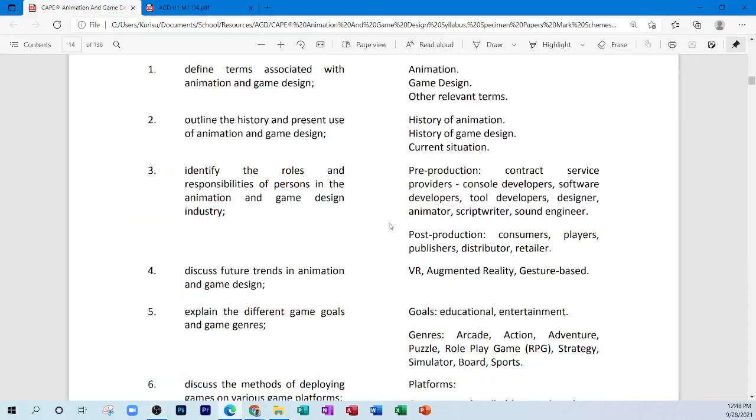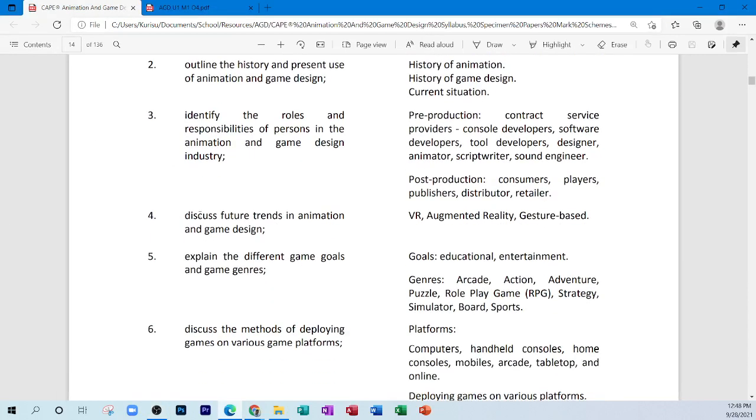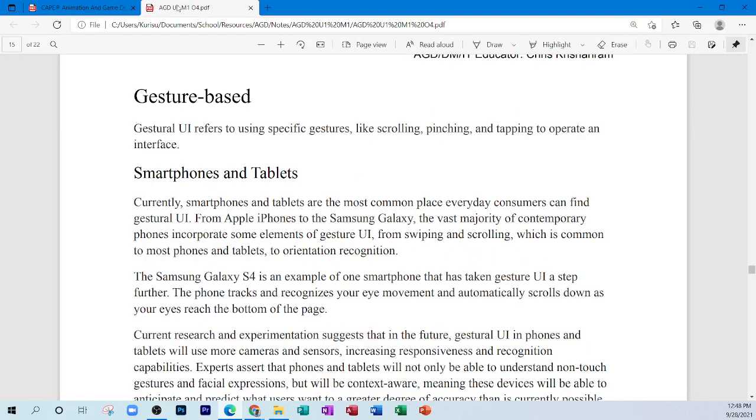So we're continuing with objective 4. We're discussing the future trends in animation and game design. We are now at gesture base. We already looked at the trends for virtual reality, the trends for augmented reality, and we're going to finish off with gesture base animation, gesture based games, and so on.